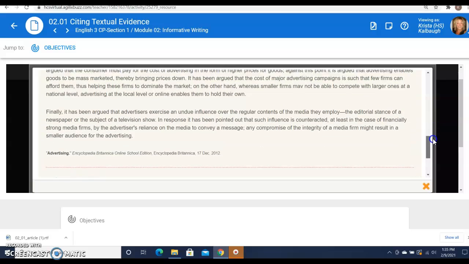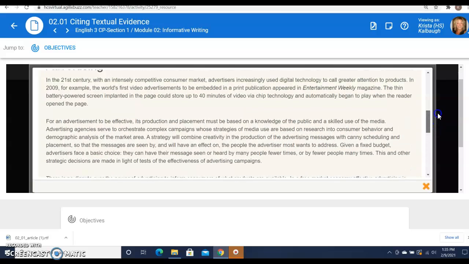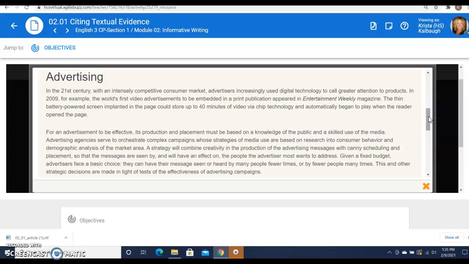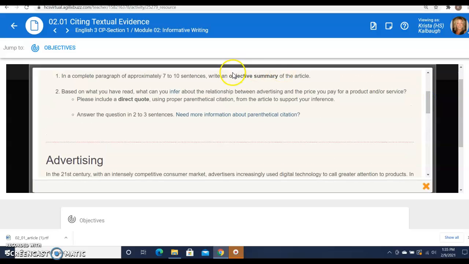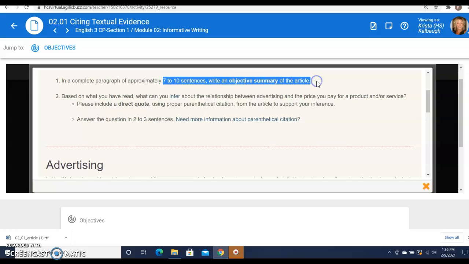Just like four paragraphs. All right. So, what you need to do is you need to read it. And again, be thinking about that you need to summarize it. So, you're going to need to pull out the main ideas for this objective summary, and you're putting that into your own words. There should not be any direct quotes here. All of the words in these 7 to 10 sentences should be your own words.